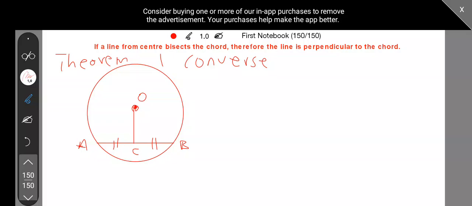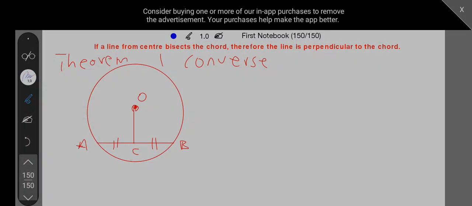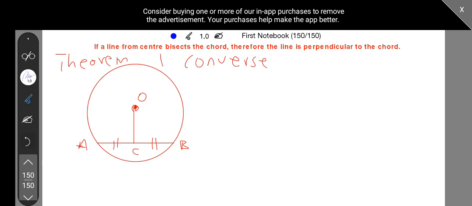In this lesson, we'll be going through the converse of theorem 1. So basically, what is a converse? Well, I can explain it this way. Suppose I say to you, in order for a person to be a human, they must have two eyes, right? It's a theorem. It's a statement, right? Listen to it clearly. In order for a person to be a human, they must have two eyes.